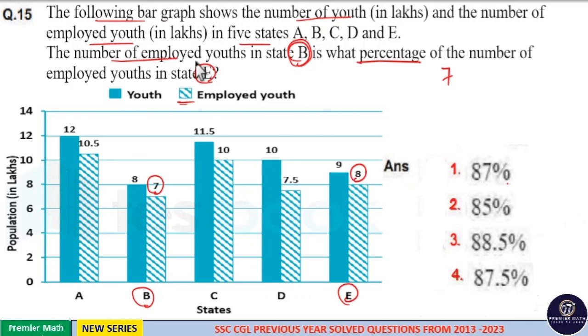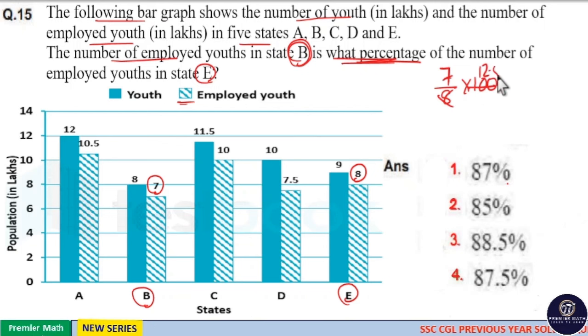So number of employed youth in B is what percentage of number of employed youth in E means it is 7 by 8 percentage. 8 goes 12.5 times in 100. 4 goes 25 times, so 8 goes 12.5 times. 7 into 12 is 84. 7 into 0.5 is 3.5. So total 87.5 percentage. Option 4 is your answer.